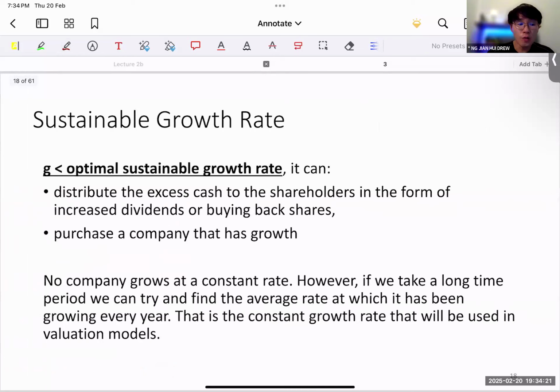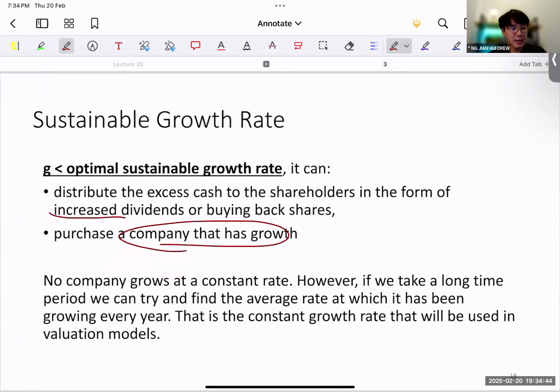In a case where your growth is less than optimal, then you have to increase your growth, right? So you can purchase a company that is growing very fast, do a takeover of another company, maybe M&A, or you can distribute some excess cash to your shareholders so that you increase the dividends, and therefore reduce your growth, right?